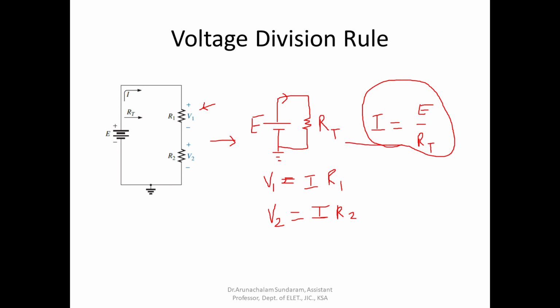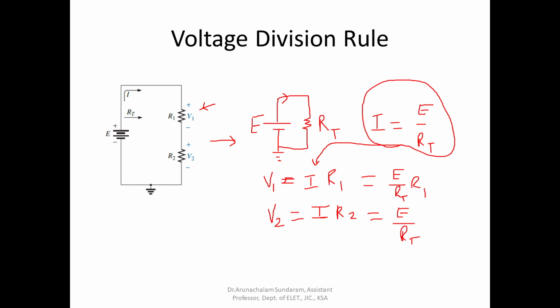Now already you have found an equation for current. Now substitute that here. So what do you get? Instead of current, you put E by RT, so you get E by RT into R1. Same way, substitute for current in this equation. You will get E by RT into R2.